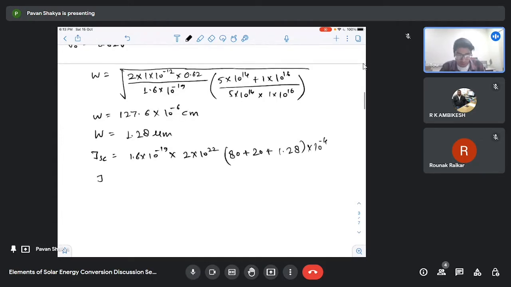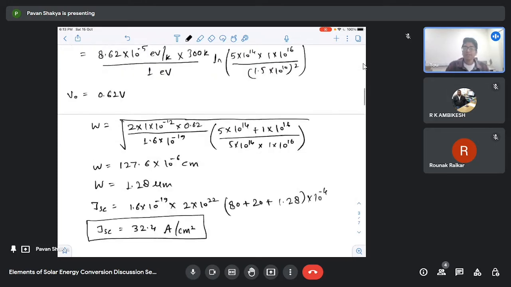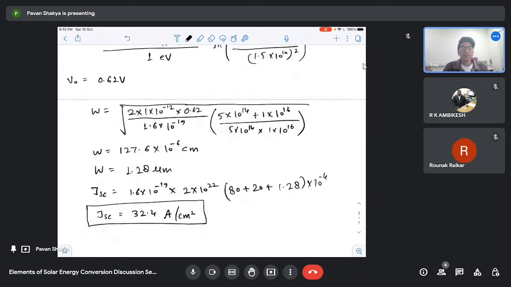So when you solve, you will find that this JSC comes out to be 32.4 ampere per centimeter square. Okay, so this is the answer that has been asked in the problem. So if anyone has any doubt, then they can ask. Okay, so now let's move to the next problem.